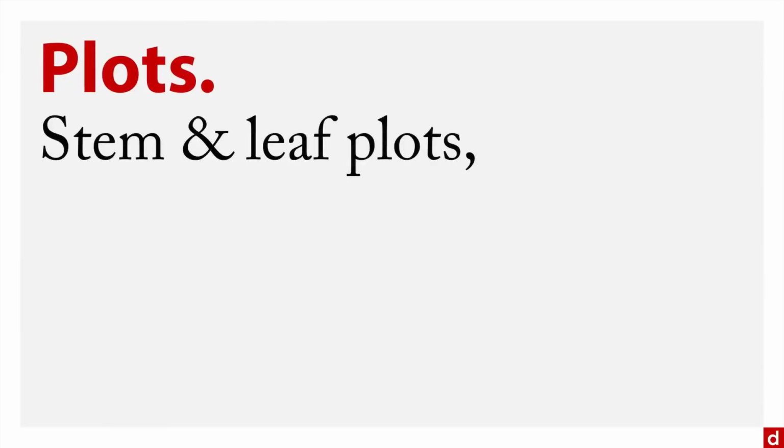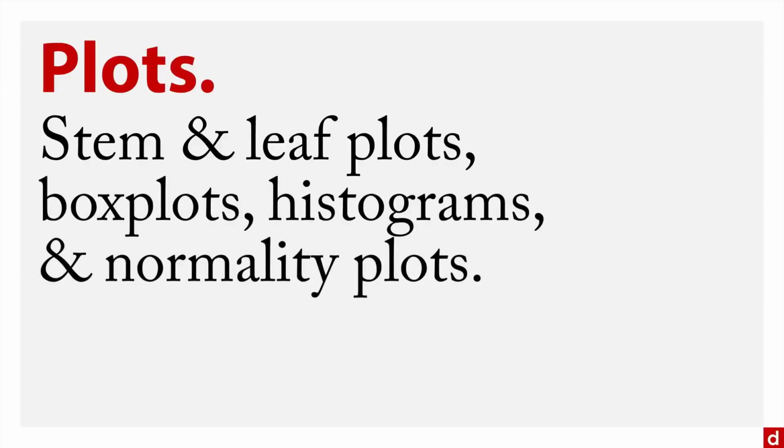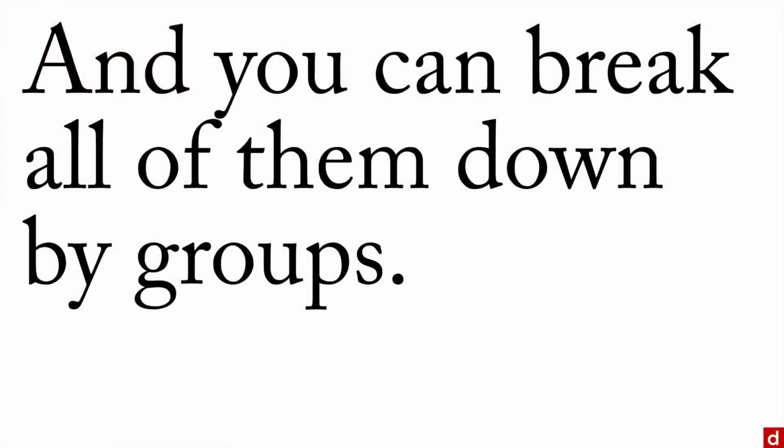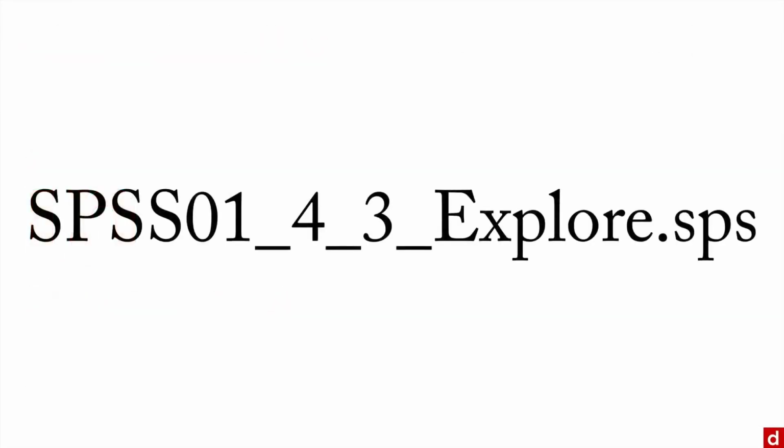It's the one place in SPSS that you can get a stem and leaf plot. Now, traditionally, those are things that are drawn by hand, so it's kind of cute to see a computer do them. You can also get box plots, and you can get histograms, and you can get a set of normality plots, such as a QQ plot or a detrended QQ plot. And the neat thing after that is you can break all of these analyses down by groups. So let's try it in SPSS and see how it works. Just open up this syntax file, and we'll run through the various procedures in Explore and see how it can add to your own analysis.